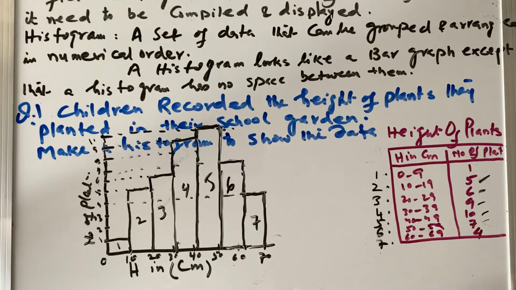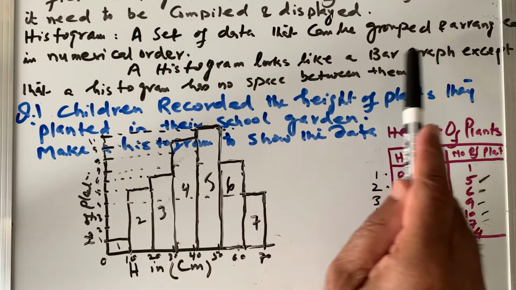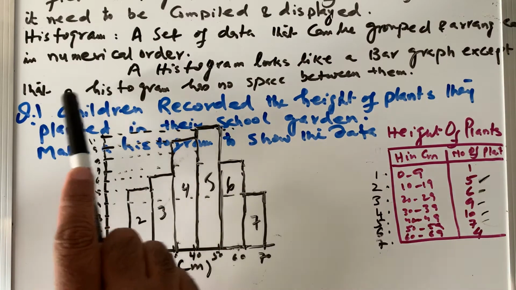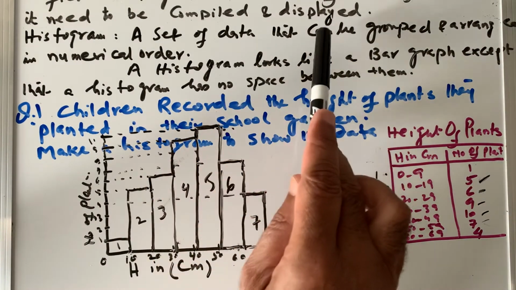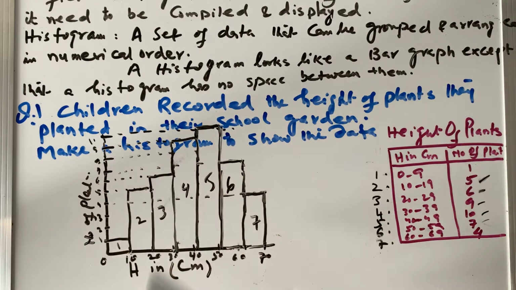The histogram and this data are the same thing. We can read it and make inferences, or make extrapolation or interpolation regarding this data. So this is how we draw the histogram. But guys, you need to remember, a histogram looks like a bar graph, except that a histogram has no spaces between the bars, because it is a set of data that can be grouped and arranged in numerical order. So there is no gap between them. So this is how we solve this problem.